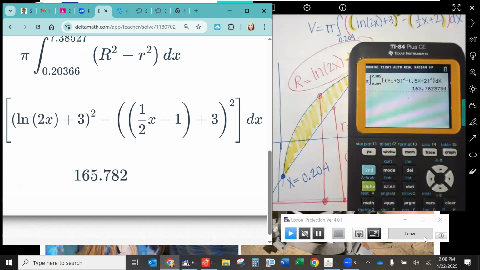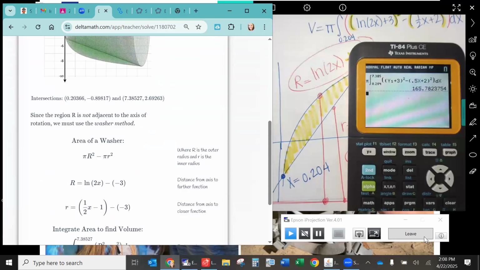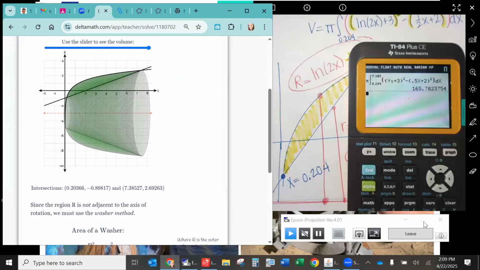You square big R on its own, minus, and then you square little r on its own. Ooh, and then y'all look. After you get it right, it'll let you look at the shape. Look at it. Wow, very cool donut, huh? Look at that.